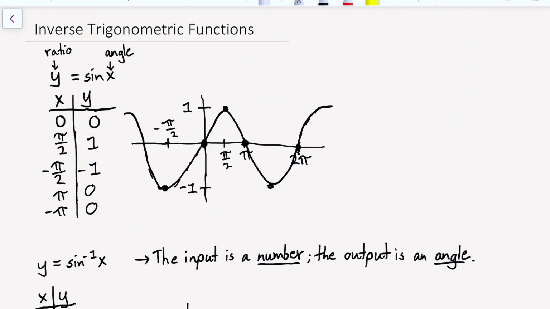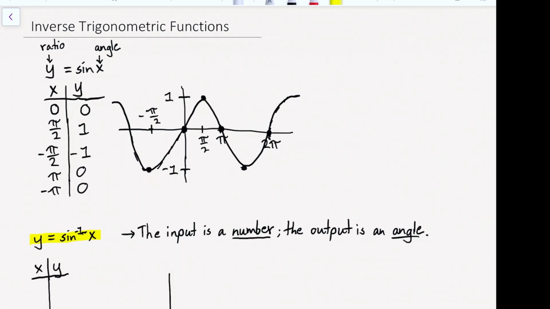I'm going to write the inverse function for sine like this: y equals sine inverse of x. That is not the same as y equals 1 over sine of x. This -1 superscript here is not a power of -1. It designates an inverse function. And our input and output values for this inverse function are reversed. So the input of this function, the x value, is now a number or a ratio between -1 and +1. The output value is now an angle.